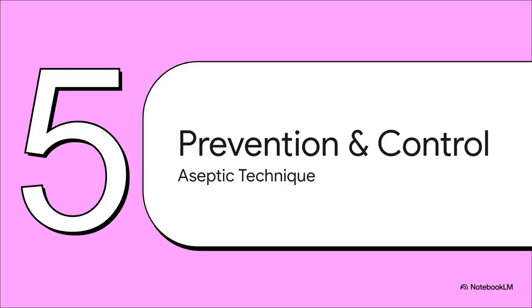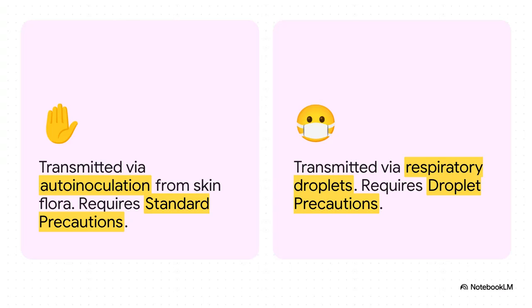So finally, let's close the loop. This organism lives on our skin. So how do we prevent these infections from even starting? First, it is vital to make this distinction. This is not Corynebacterium diphtheriae. That's the infamous one that needs droplet precautions. Corynebacterium mucifaciens is transmitted by autoinoculation from the patient's own skin. That means all you need are standard precautions.